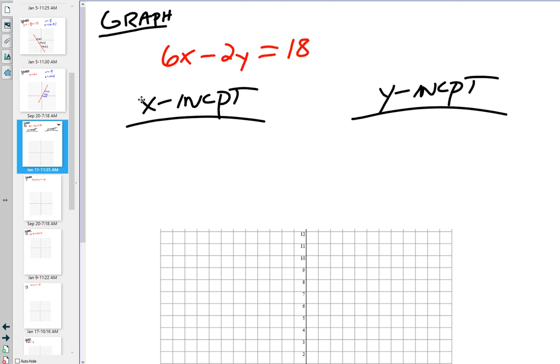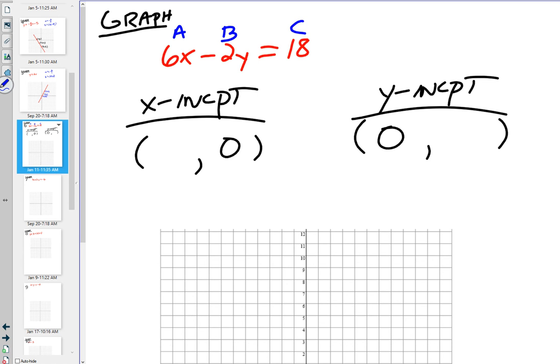And I even gave you a shortcut for finding those. Every x-intercept has a 0 for y. Every y-intercept has a 0 for x, right? What did I tell you was the shortcut for finding the x-intercept when you're in standard form? On the first page of the notes, what is the shortcut for standard form finding the x-intercept? C over A. This is A, this is B, this is C.